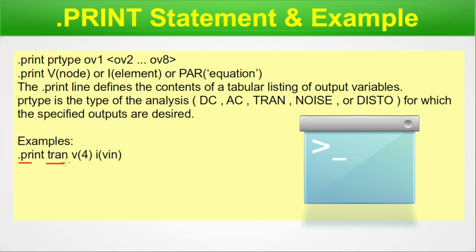Now let us see some examples that will clear your mind. Print, this is tran, that means we are doing a transient analysis. Here we have V4 and V in. So we have voltage and current measurement values. So this will go into the terminal as well as in the log file.